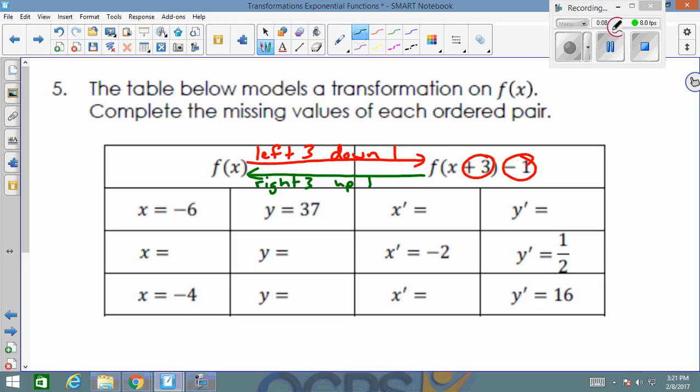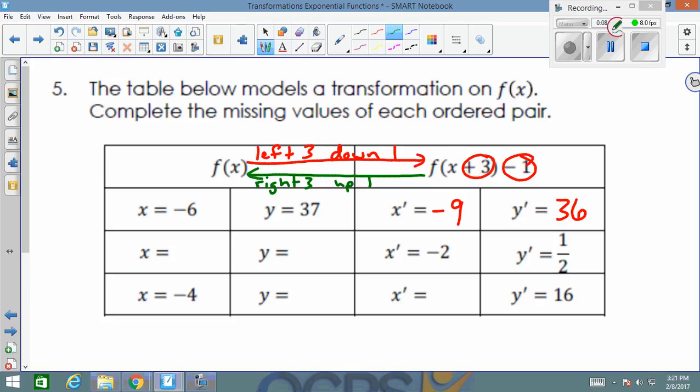Okay, so let's take this first x. X is negative 6. If I'm at negative 6 and I'm going from the original to the transform, that means I need to go left 3 units. So I'm going to subtract 3 from negative 6. Well, that would give me negative 9. If I was going for my y, I'm going down 1, so I'm going to subtract 1, and that's going to be 36.